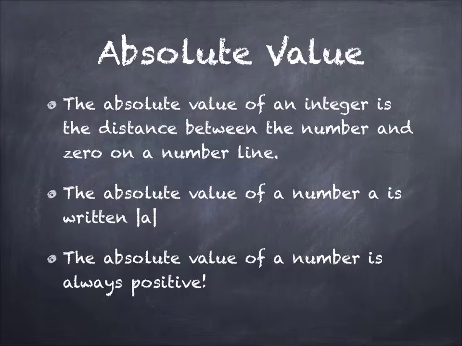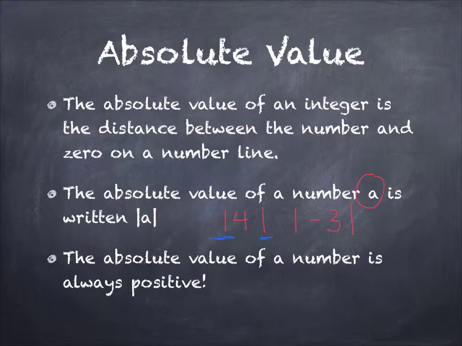Absolute value. The absolute value of an integer is the distance between the number and 0 on a number line. The absolute value of a number is written with 2 lines and a number in between. So the absolute value of a number A is written with 2 lines and A in between. So the absolute value of 4 would be written like this. The absolute value of -3 would be written this way. The 2 lines represent that they want you to find the absolute value of that number.